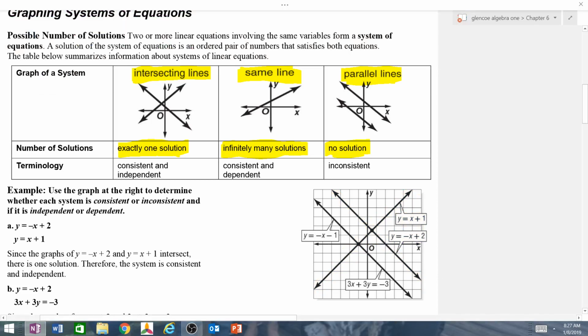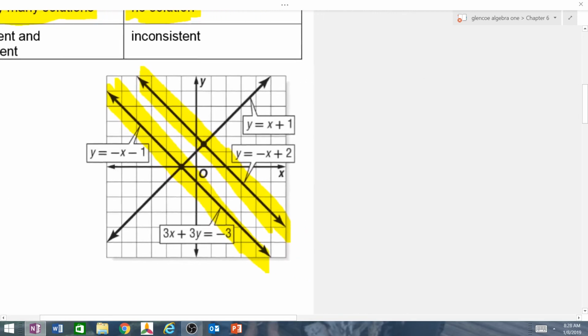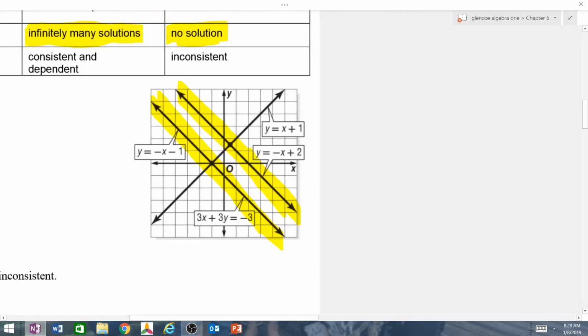Let's take y equals negative x plus 2, which is this line right here, and y equals negative x minus 1. Basically, I didn't even have to look at that graph to know what my solution would be. Why not? How come I didn't have to look at the graph? I just had to look at the equations. Yes? Because they never cross. Okay, that's good. Why else? What am I looking for? What could you tell me?